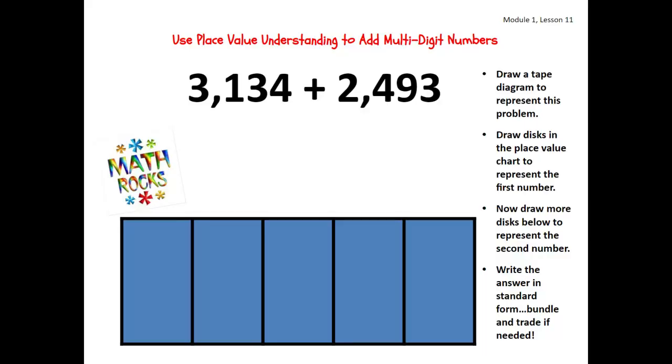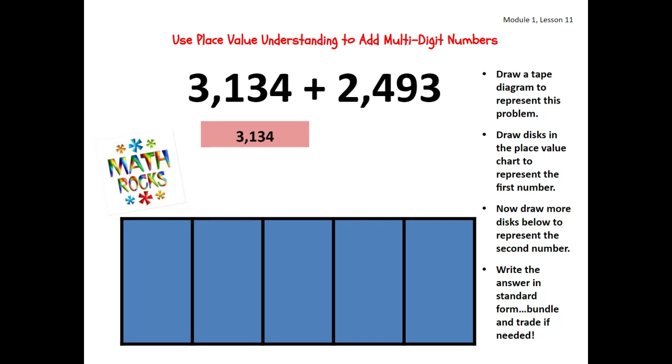We are going to be adding 3,134 plus 2,493. And off to the right, you'll see the directions. First, it says we're going to draw a tape diagram to represent this problem. Okay, well, you've seen tape diagrams in 3rd grade before, and you should be familiar with them. We're going to take the first part, 3,134, and represent that in a box.